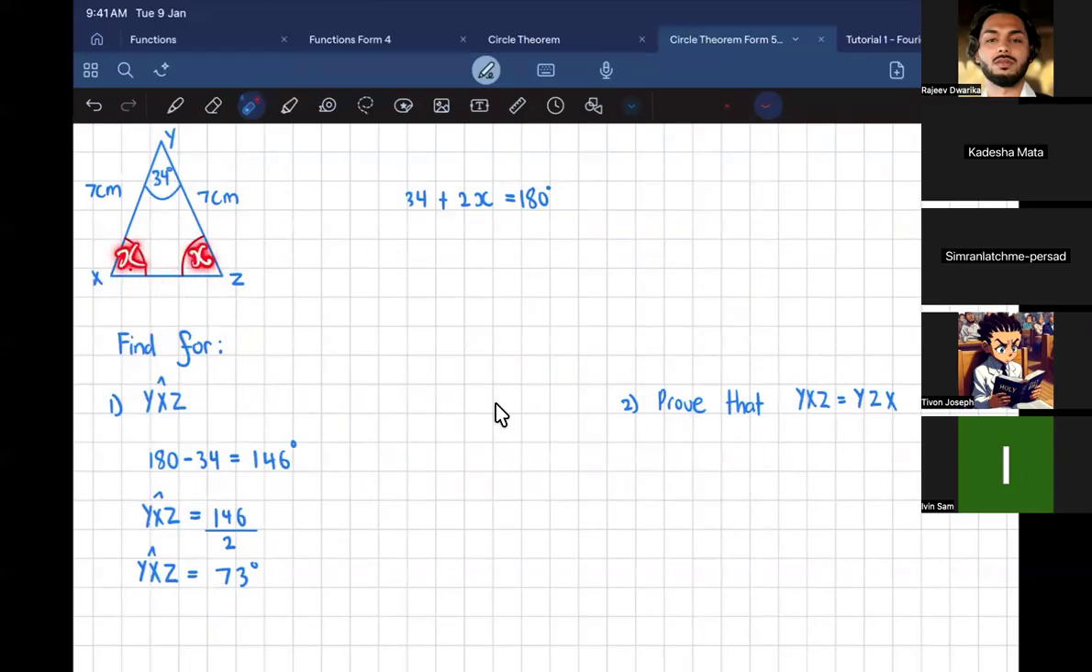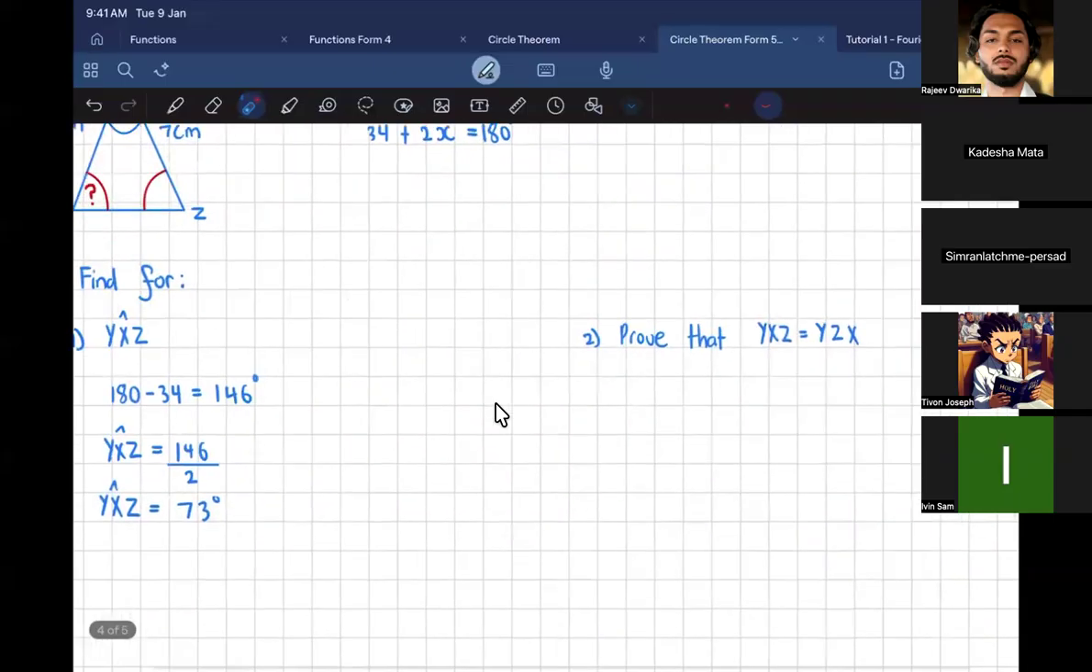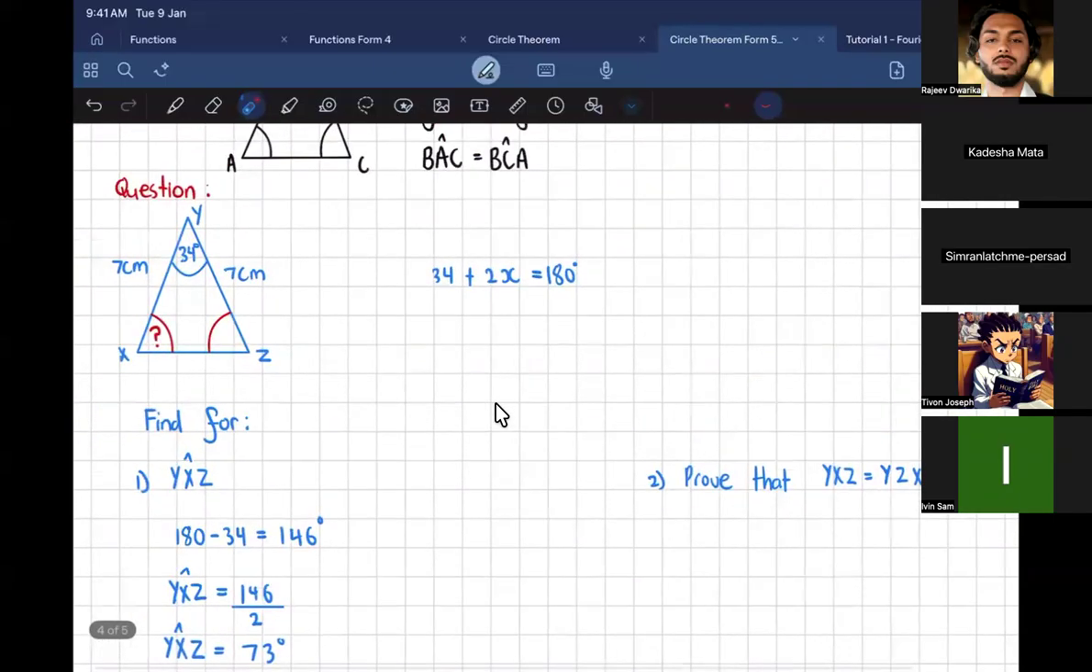Tell me if you're confused. Let me say that one more time. Simran, we don't know what these two are, right? Anytime you don't know something in maths, you call it x. If I call this x, this is going to be x as well, because the base angles are the same. So the two of them together is 2x, plus this is 34. It's 34 plus 2x, and that has to be equal to 180.